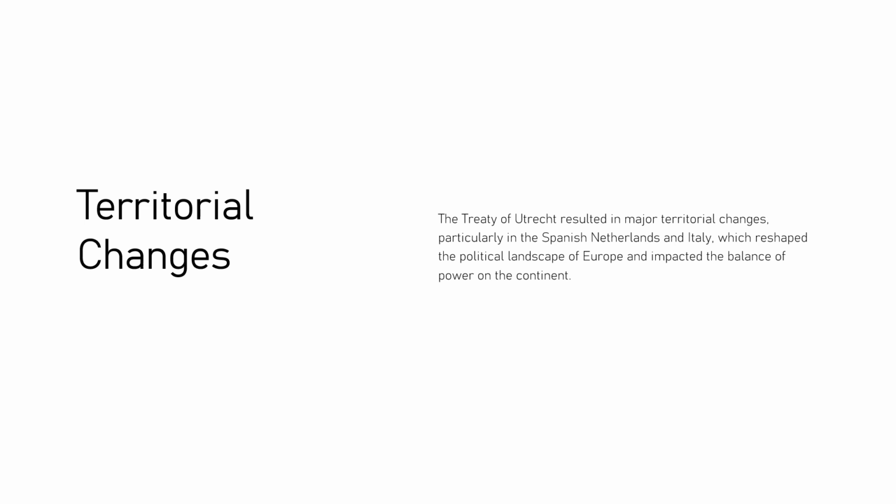Territorial changes. The Treaty of Utrecht resulted in major territorial changes, particularly in the Spanish Netherlands and Italy, which reshaped the political landscape of Europe and impacted the balance of power on the continent.